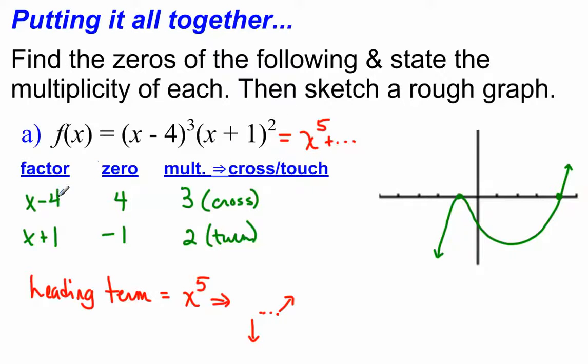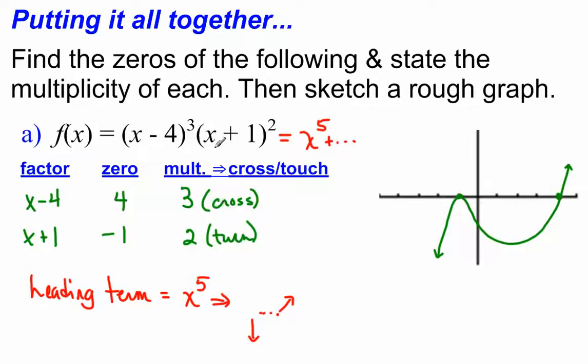Okay, very easy then to tell what my factors are. And once I know the factor, I ask, well, what would make that 0? A 4. What would make this one a 0? Negative 1. Okay, so those are our zeros. The multiplicity, remember, is just you look back up here. What was the exponent on the factor? 3. That's an odd number, and because it's odd, that tells me it's going to cross the x-axis there.